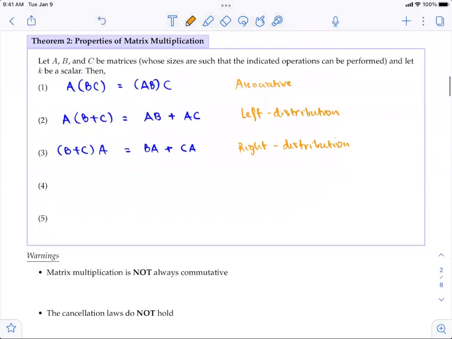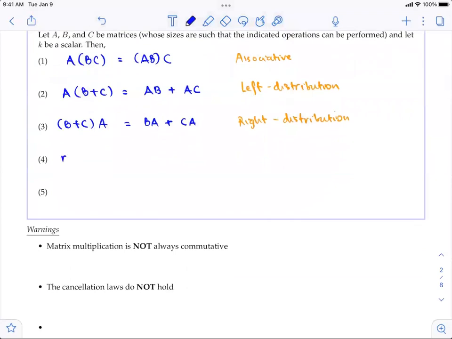Okay. The next one is the associativity with scalar multiplication. That is, if you have a product A times B, you can perform the product and then scale using the scalar K. Or you can scale the matrix A first and then multiply with the matrix B. Or you can scale the matrix B first and then multiply with the matrix A.